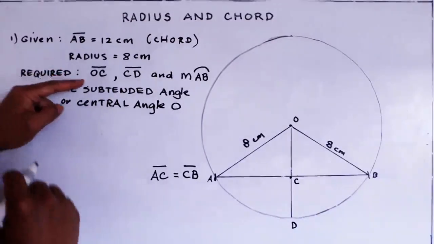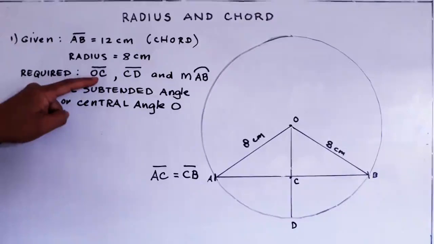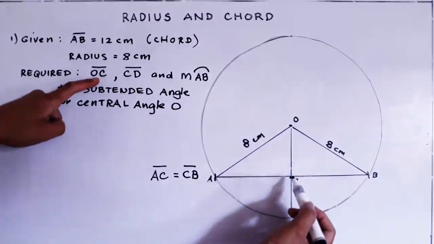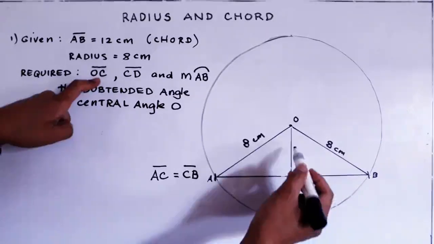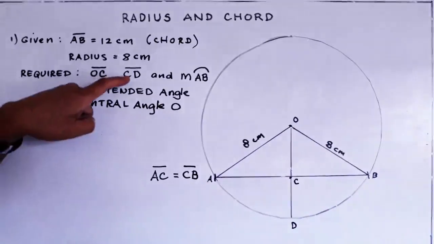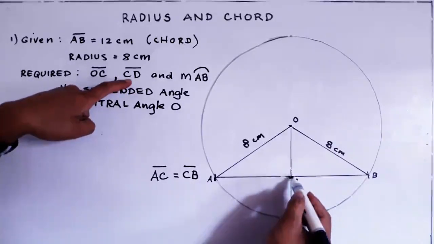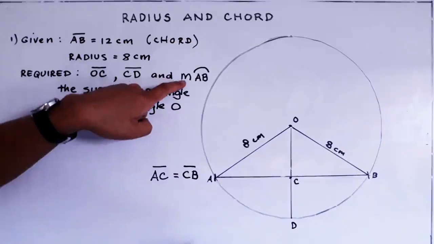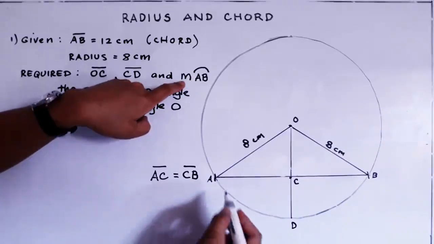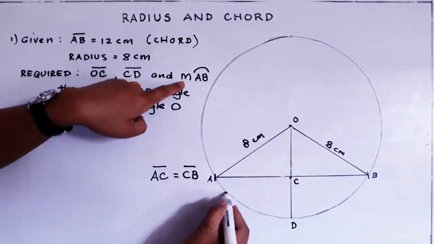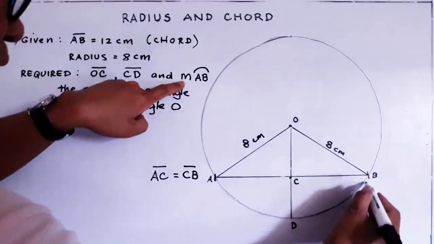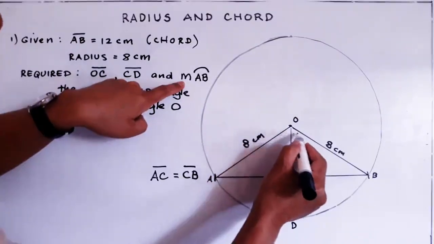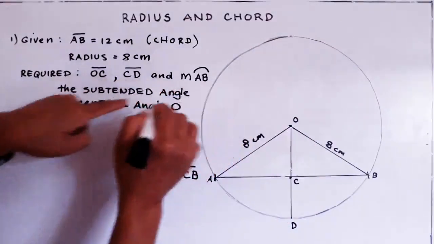And then we are required to find the OC. Where's the OC? The OC is here from O to C. So this side here, this lining. And CD, where's the CD? This from here up to here is our CD. And the measure of arc AB. So what is the measure of this arc AB? The measure of that arc AB is also that central angle there. That is also that one.